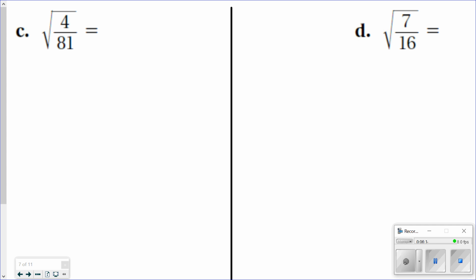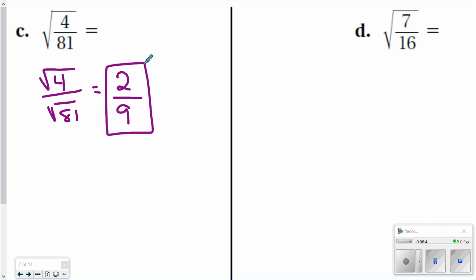Next, let's work on some division. So I have the square root of 4 divided by the square root of 81. The first step I want to do is split this into 2 separate radicals. So this would give me the square root of 4 divided by the square root of 81. Well, the square root of 4 does simplify. It simplifies to 2. And the square root of 81 also simplifies, and it simplifies to 9. So 2/9 is our answer.